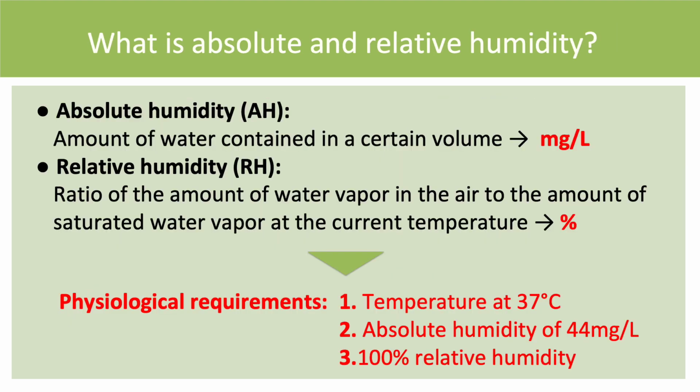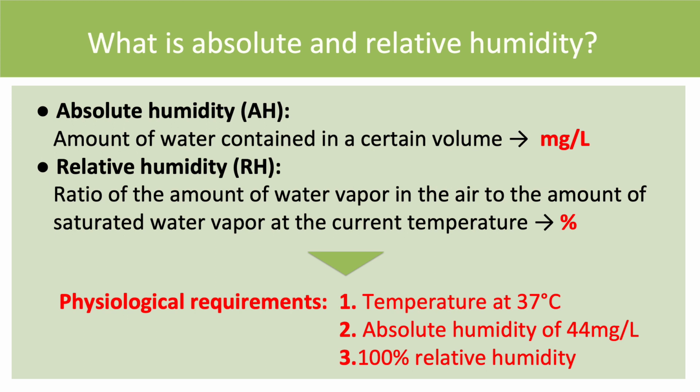Absolute humidity is the absolute amount of water contained in a given volume, and it is an indication of the quantity of how much water is contained per liter. Relative humidity, on the other hand, is the ratio of moisture in the air to the amount of saturated water vapor, indicated as a percentage.